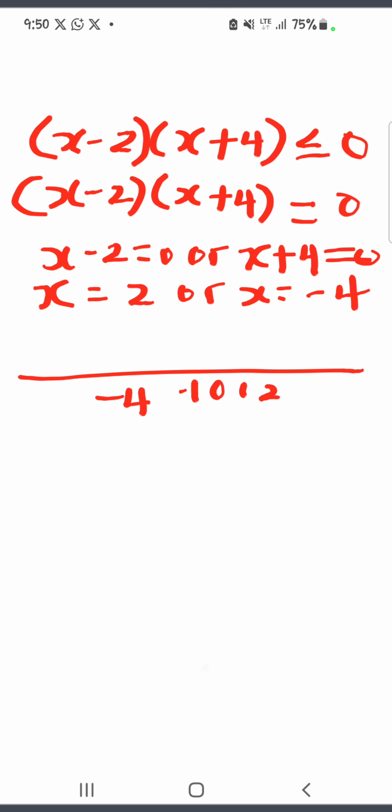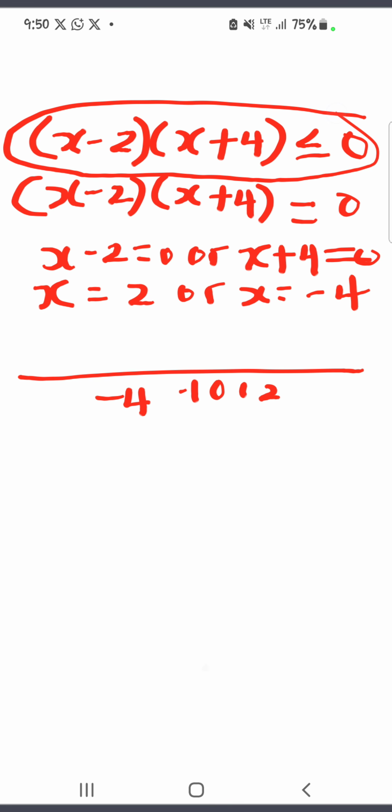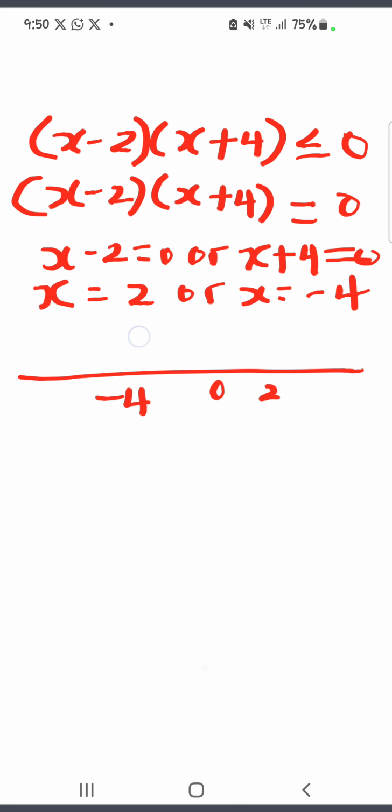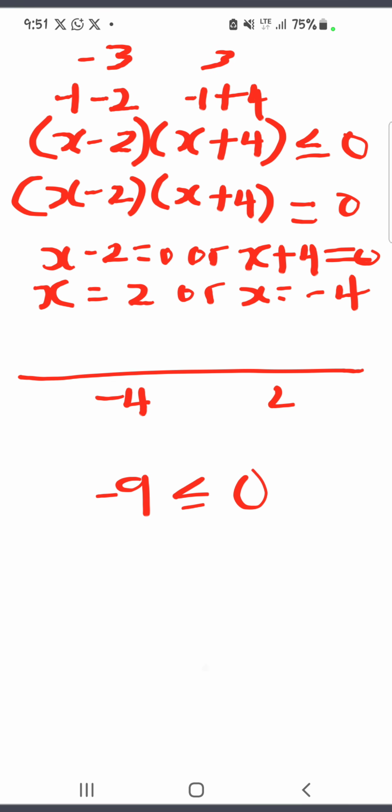So let's put minus 1 into this inequality and see if it's going to satisfy the inequality. Minus 1 minus 2, minus 1 plus 4, right? So what's minus 1 minus 2? That's minus 3. Minus 1 plus 4 is 3. Minus 3 times 3 is minus 9. Is minus 9 less than or equal to 0? Yes, minus 9 is less than or equal to 0.